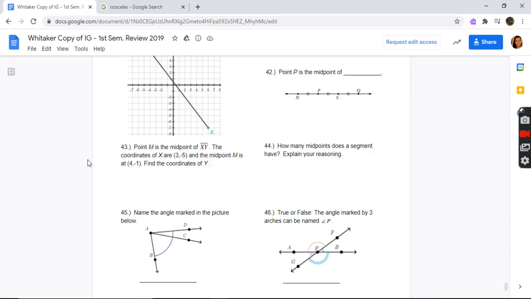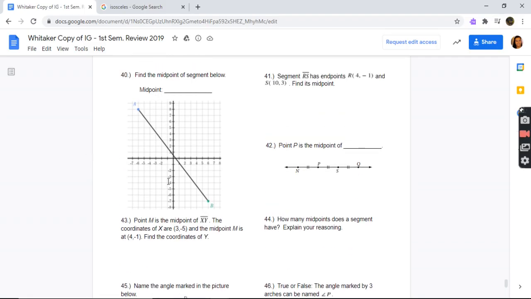Okay, so just remember that the point is the midpoint of XY. This graph, for example, looks like this. You can find the midpoint somewhere between X and Y. The coordinates of X are 3, -5, and the midpoint M is at 4, -1. Find the coordinates of Y. Try your best to find them in the graph shown right here.